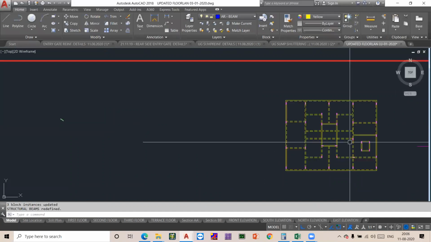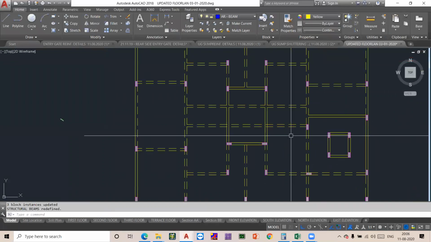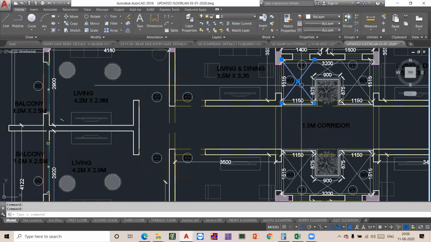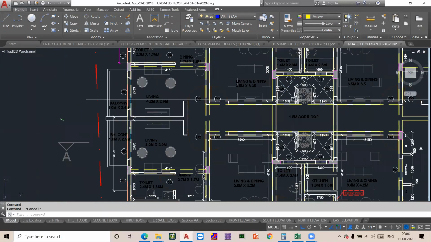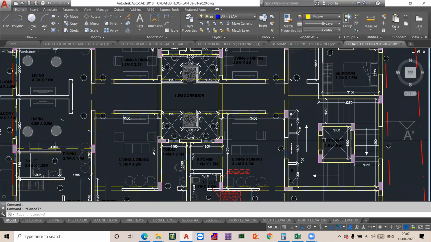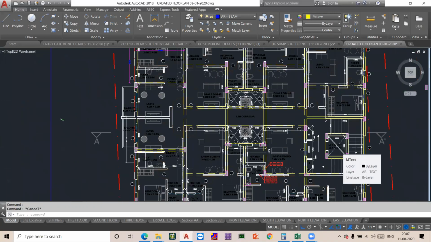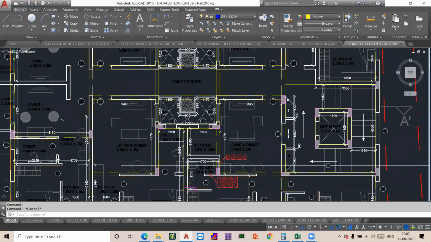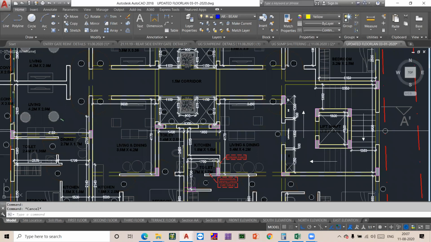We need to also consider the cutouts. The indication of this cross mark implies there is no slab here. This is the region where you do not have any slab architecturally, because for the movement of your lift you will not be having any slab. Again in the staircase, you will have no slab at that first floor level.